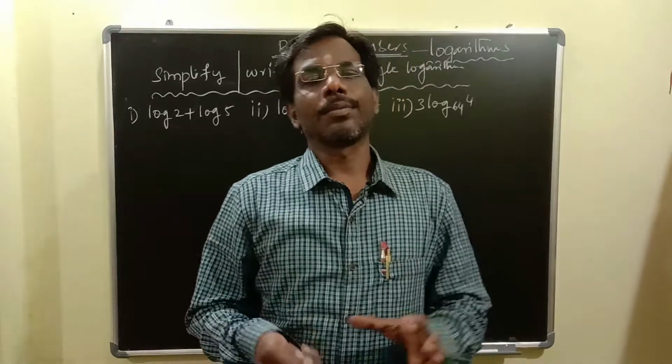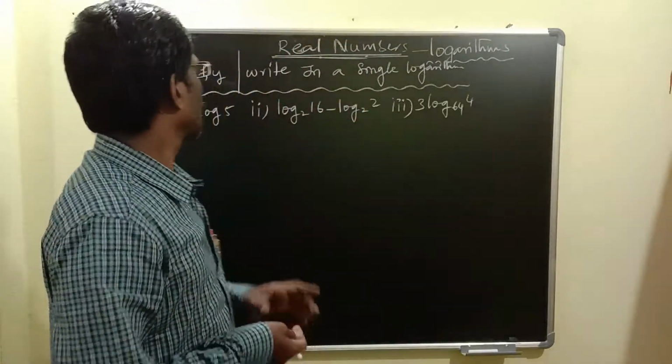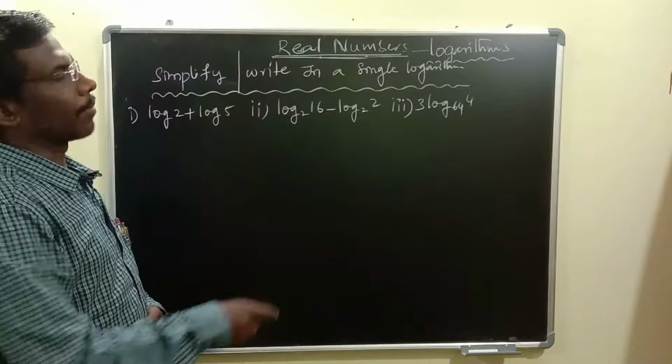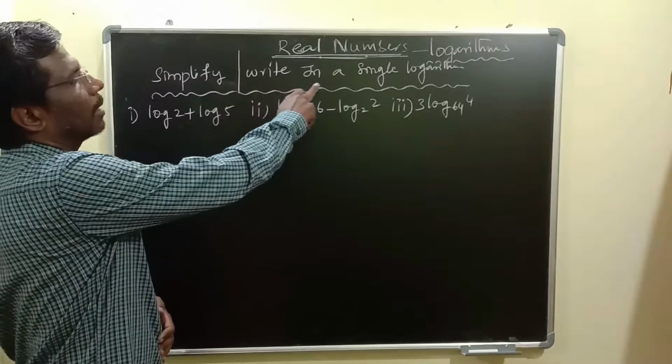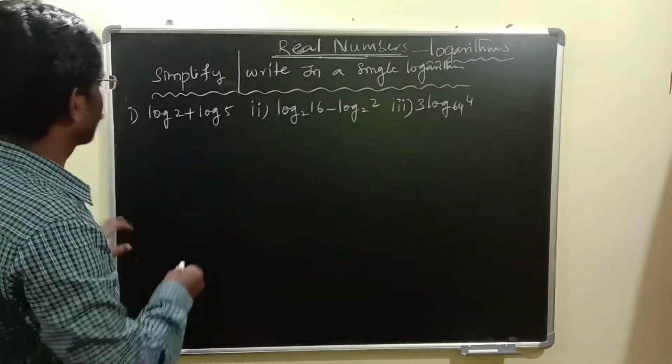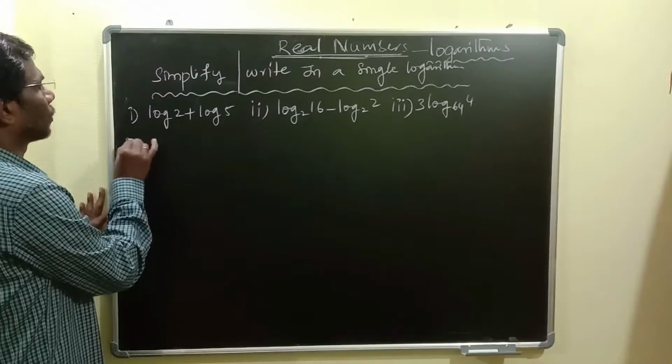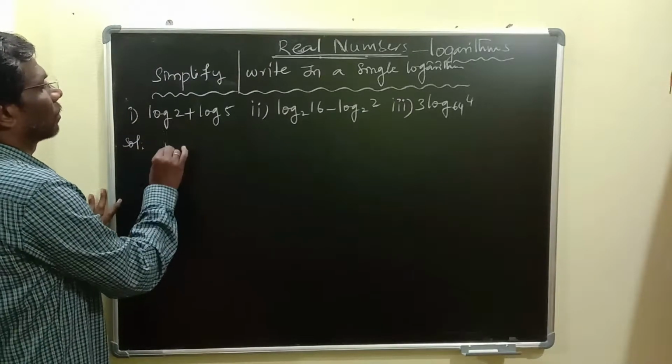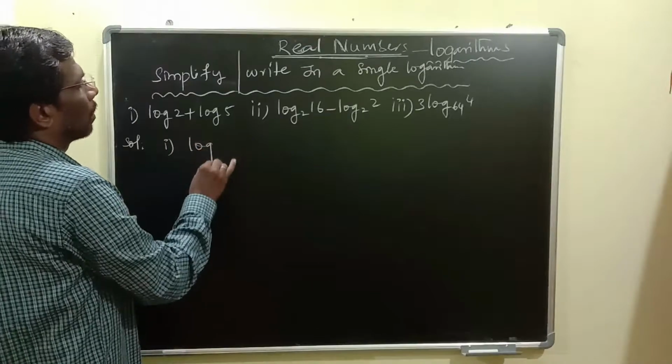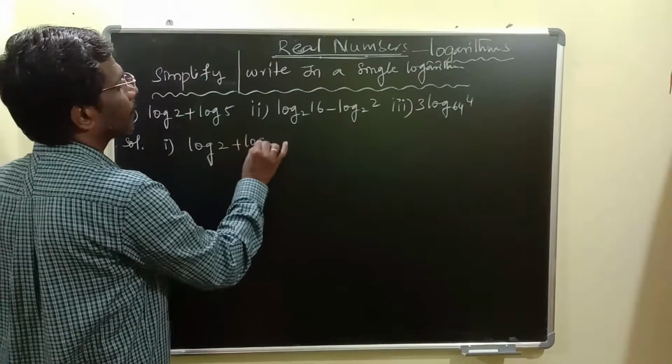The topic is simplifying logarithms. Simplify, or we can say, write as a single logarithm. Solutions. The first one is log 2 plus log 5.